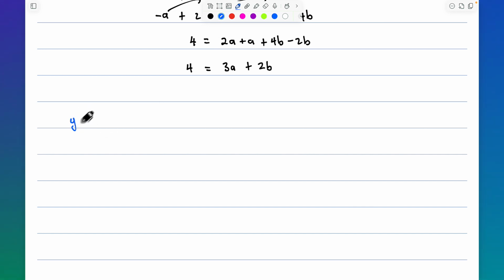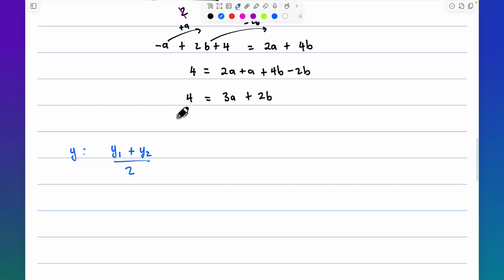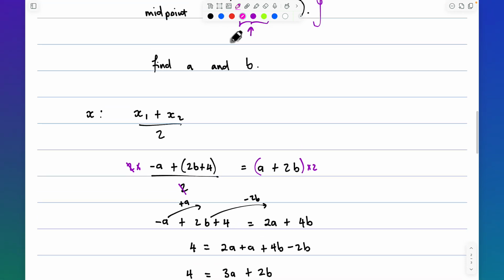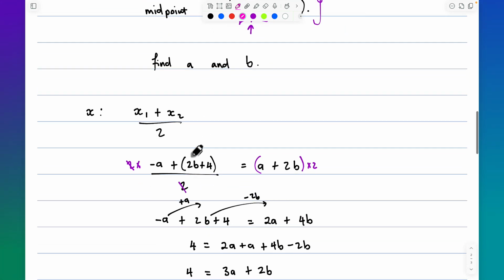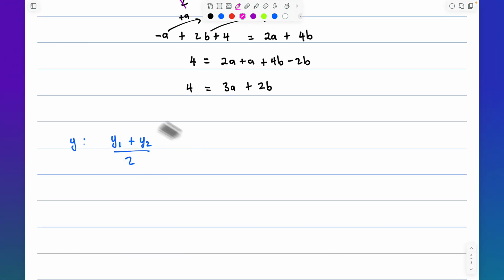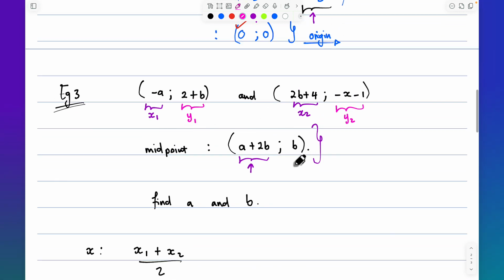The y coordinate can be treated exactly the same, right? Because your y coordinate of your midpoint, in order for us to find that, we say y1 plus y2 divided by 2. So which one is our y1? Which one is our y2? This is our y1. This is our y2, right? We add these two, we divide by 2 as is said by this formula. And the answer would give us the y coordinate of the midpoint, which is b.